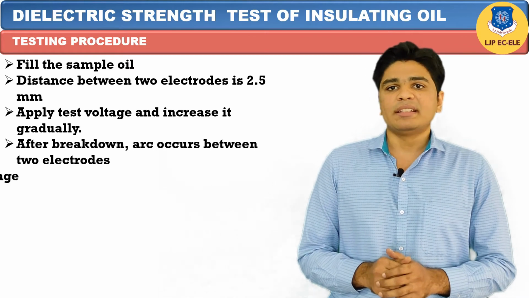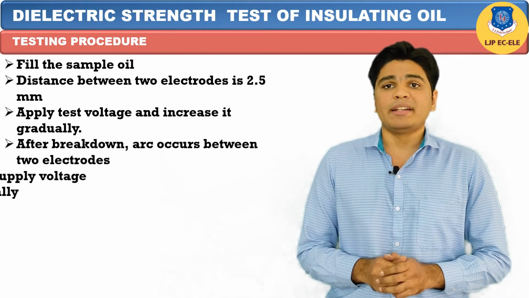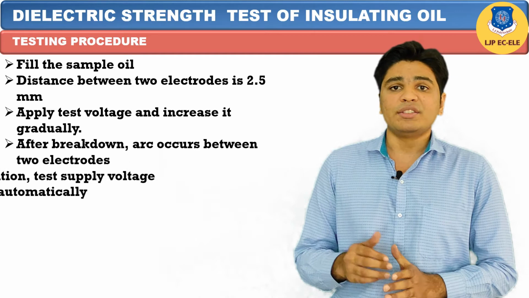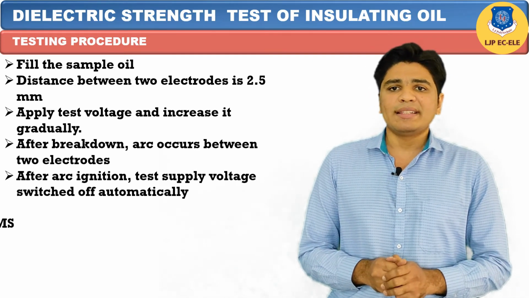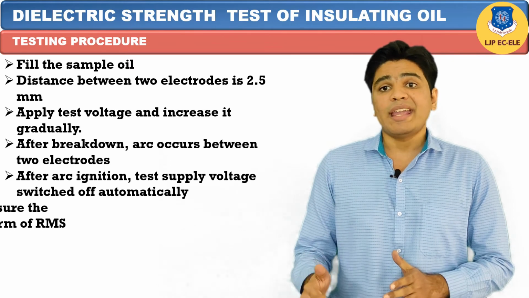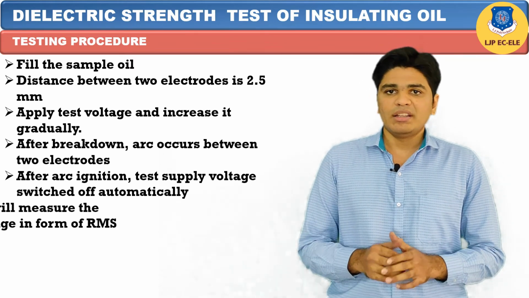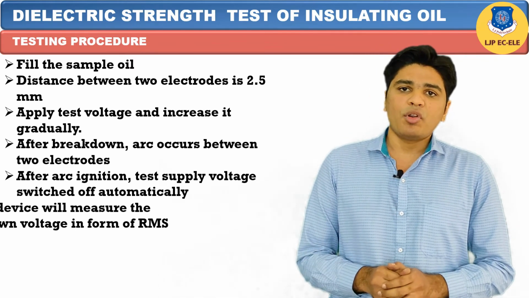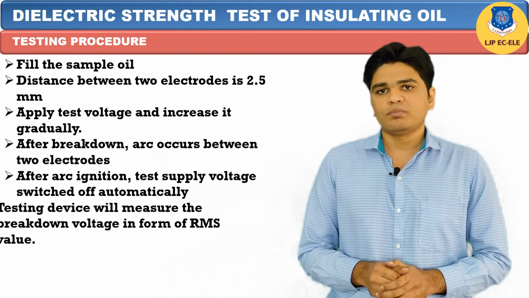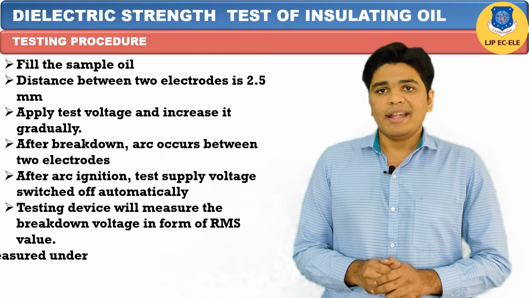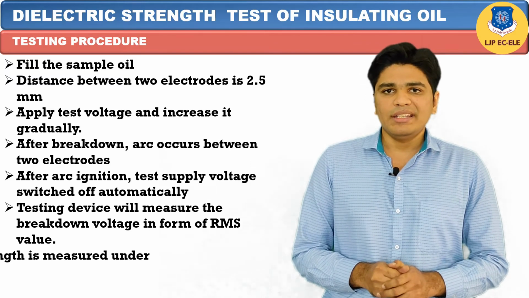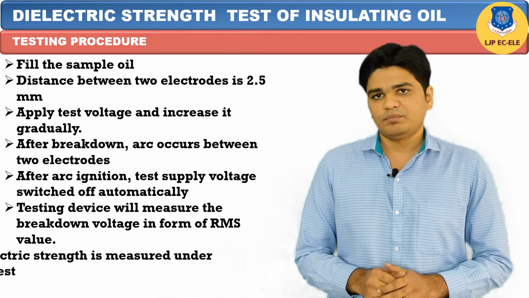Then when the arc ignites, the test voltage is switched off automatically by the testing device. The testing device will measure the breakdown voltage and report it. The value of breakdown voltage is reported as an RMS value. Finally, the transformer oil test is completed. The dielectric strength of the oil is measured under the test.